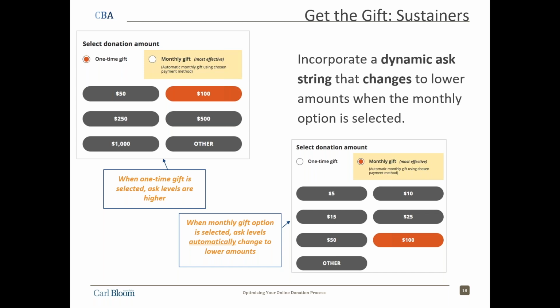So you can see from the examples on this slide that when a one-time gift is selected, ask amounts are higher, so that's more like $50 and $100. But when a monthly giving amount is selected, then things go down to a lower amount, like a $5 or $10 or $15, something that seems traditionally appropriate for a monthly gift.